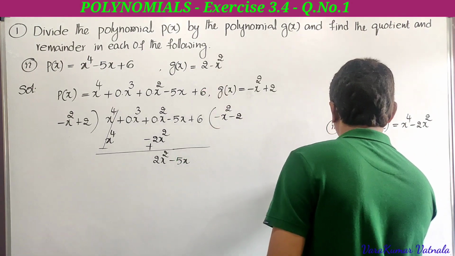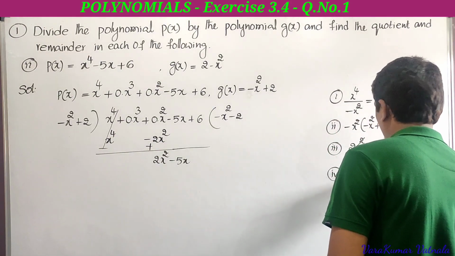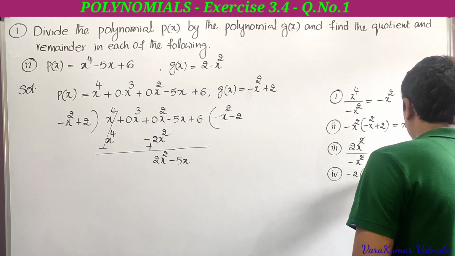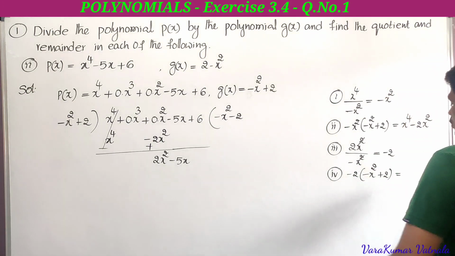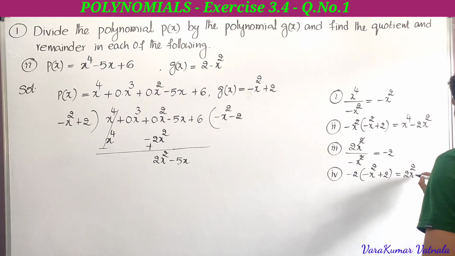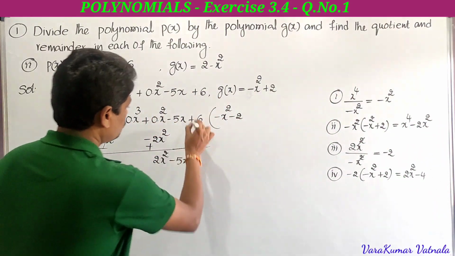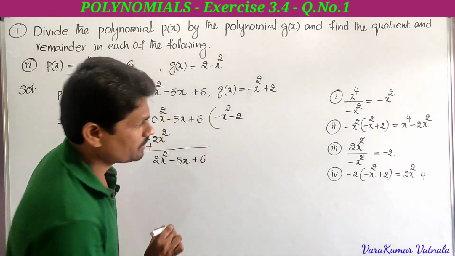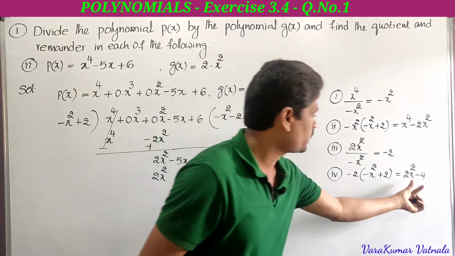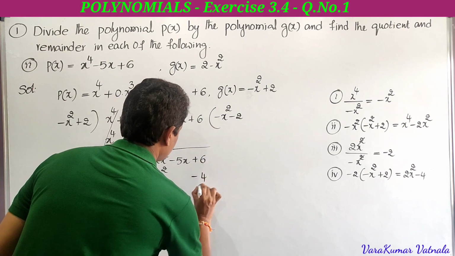In the next step multiply the divisor with minus 2, that is minus 2 into minus x square plus 2. So minus 2 into minus x square gives plus 2x square. Minus 2 into plus 2 gives minus 4. At the same time write the constant term also, plus 6. So write the x square term below the x square term. There is no x term here, but here there is a constant. Write the constant below the constant term.